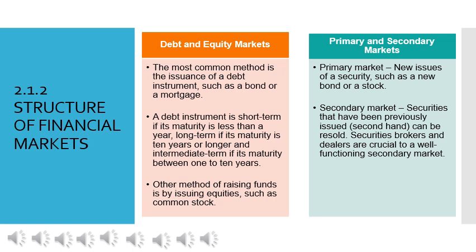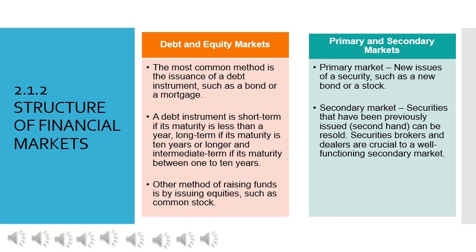Other method of raising fund is by issuing equities, such as common stock, which are claims to share in the net income and the assets of the business. Second is primary and secondary markets. A primary market is a financial market in which new issue of a security, such as a bond or a stock, are sold to initial buyers by the corporation or government agency borrowing the fund.